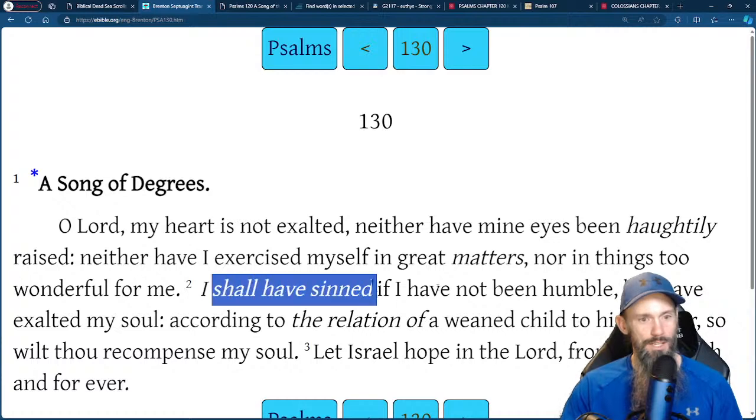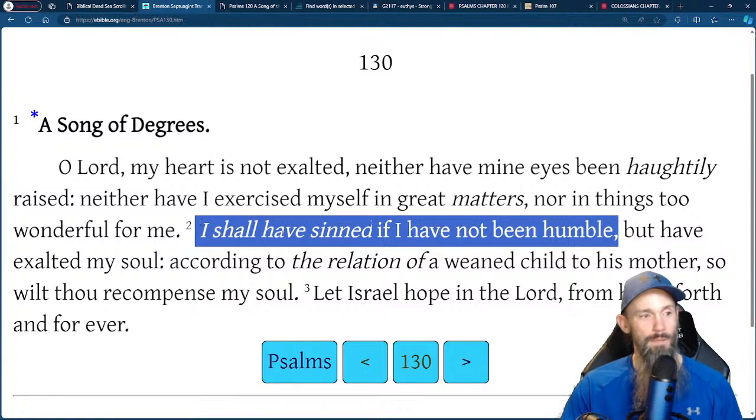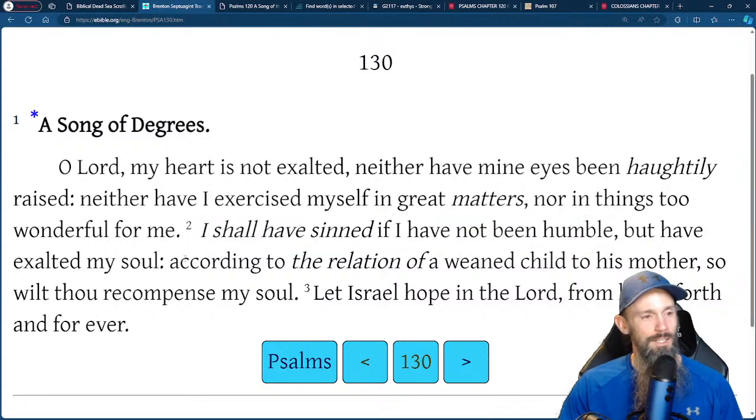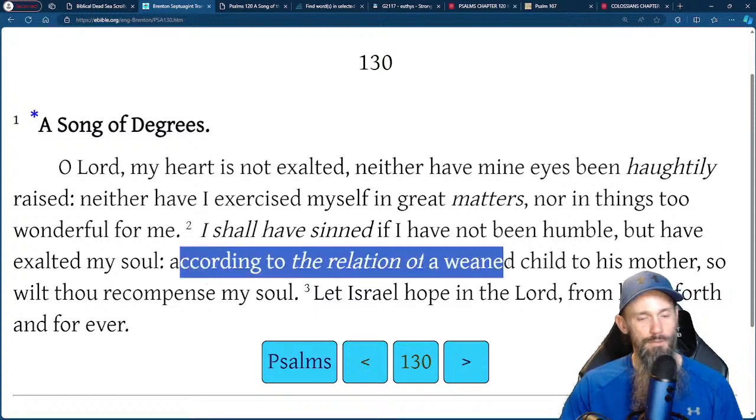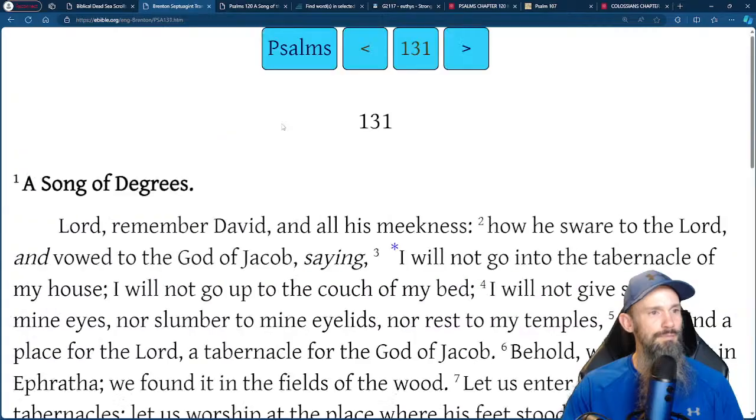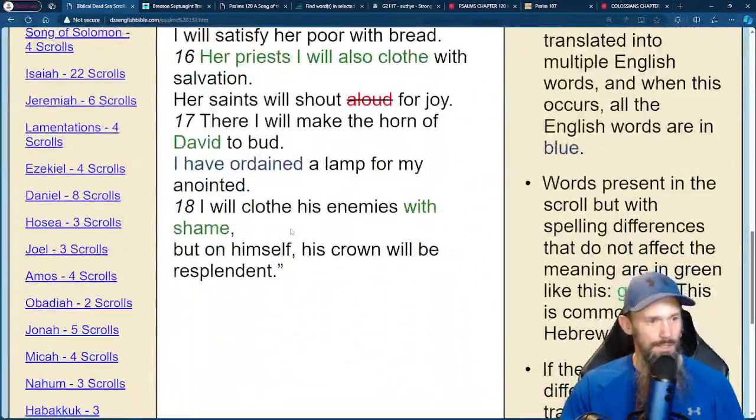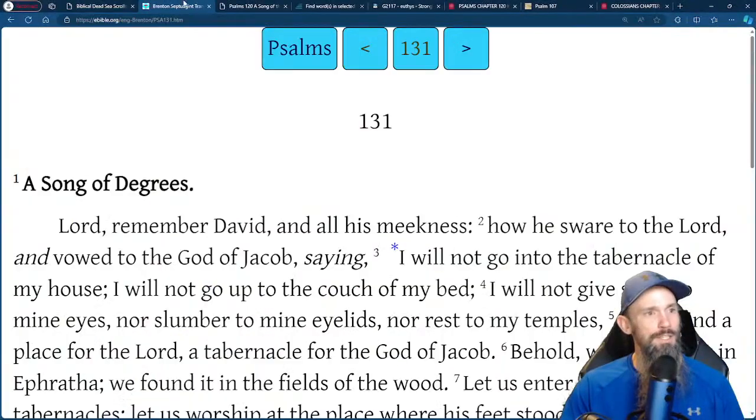I shall have sinned if I have not been humble, but have exalted my soul according to the relation of a weaned child. And I've done this before. And I'm not perfect. According to the relation of a weaned child to his mother, so wilt thou recompense my soul. Let Yisrael hope in Yahuwah from henceforth and forever. We got to stay humble. I have to keep telling myself that too.